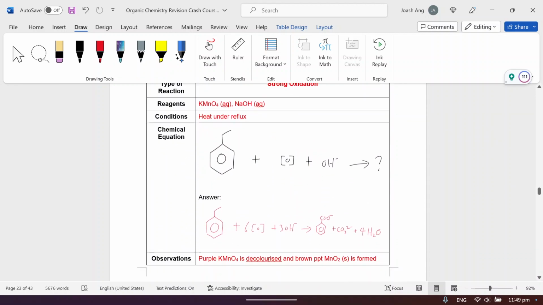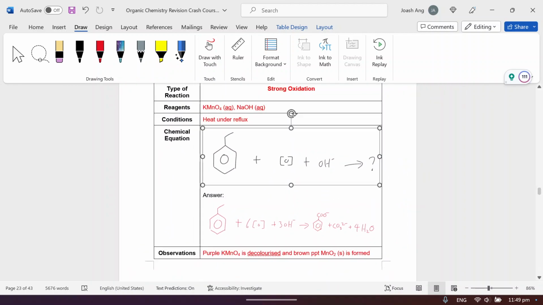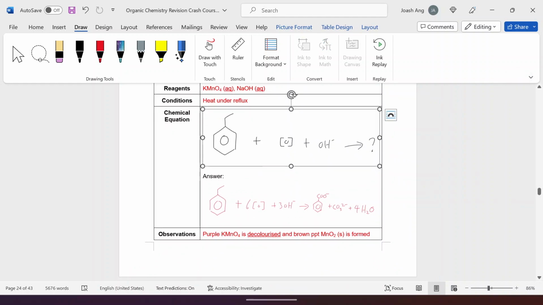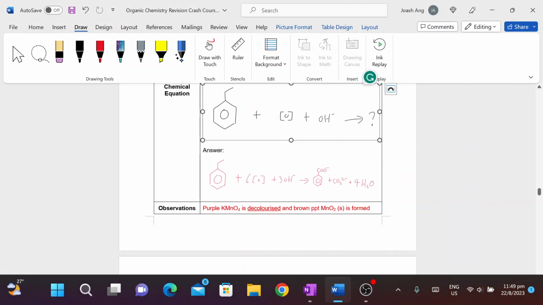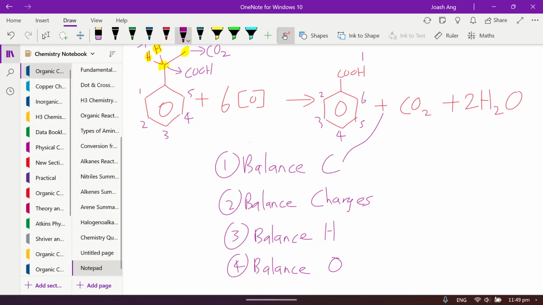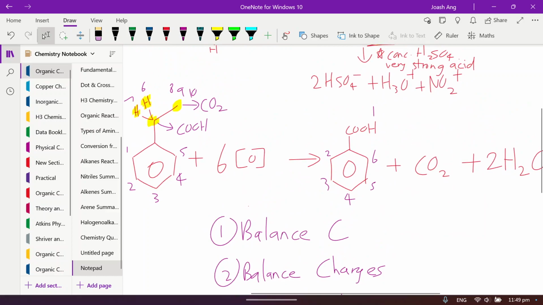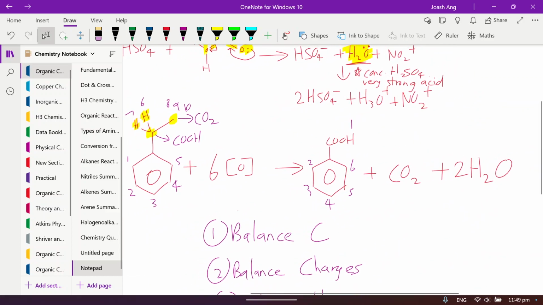Alright, we'll move on to here. This one, I can show you how to balance this equation. This is in the alkaline medium. As usual, we will look back at this example. All is fine, just that we have to have an alkaline medium. Alkaline medium means we have to ensure that it is not benzoic acid that's formed, but the benzoate anion.